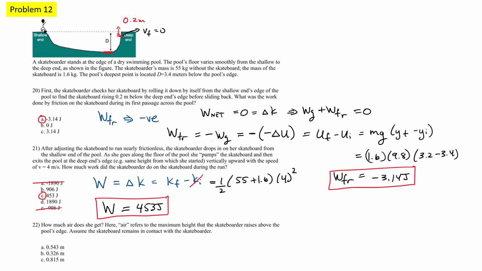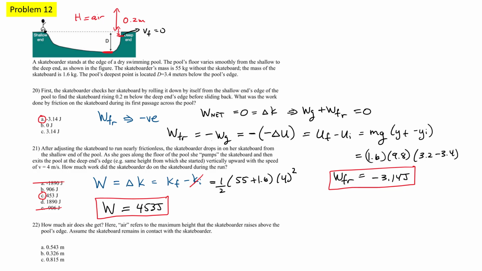All right, what's left? Question 22 says, how much air does she get? Here, air refers to that maximum distance. So how high is she going to go measured from here? This is what they refer to as air, and I'm going to call that H above this deep end over here. Assuming the skateboard remains intact with the skateboarder.